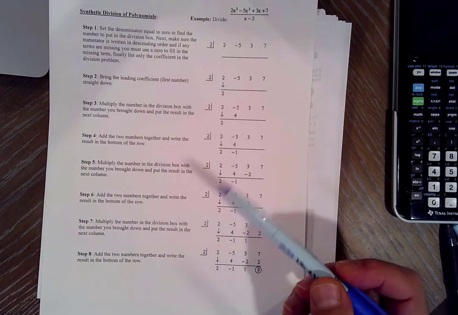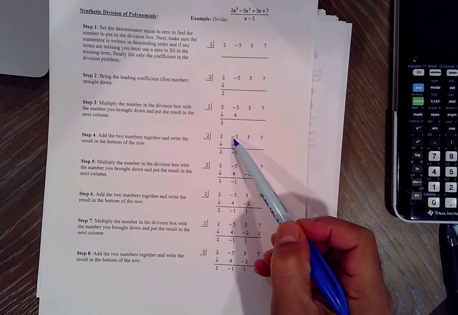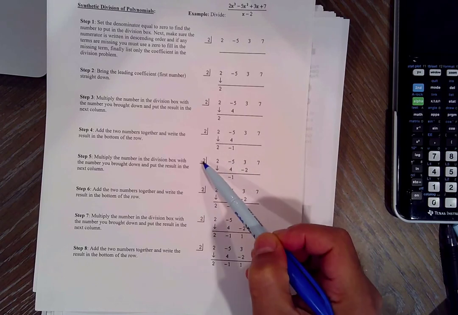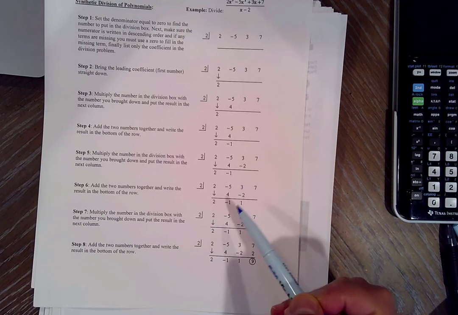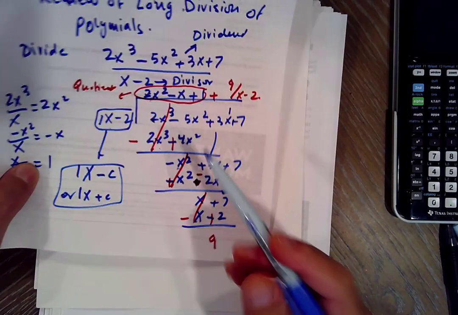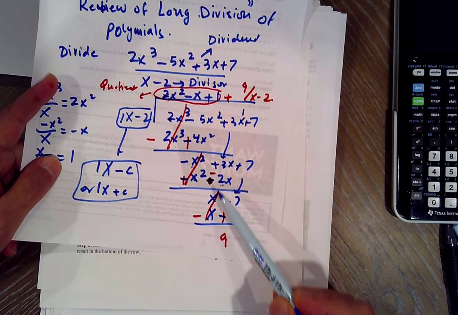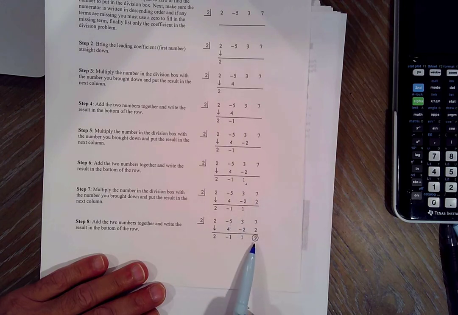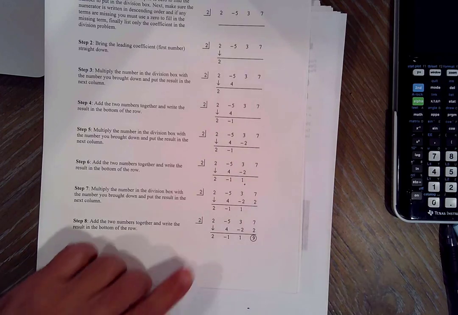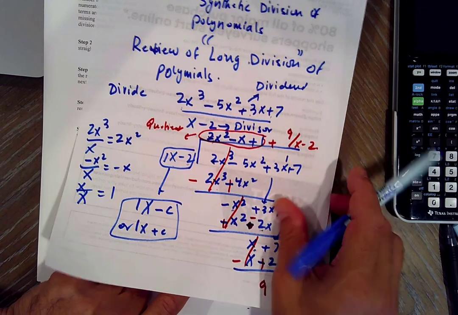Okay, and then we would repeat this. So you see how we did 2 times 2 is 4. We got negative 5 plus 4 is negative 1. Then we do 2 times negative 1 is negative 2. 3 plus negative 2 is 1. Right there. 1 is 1. And one more time. 2 times 1 is 2. 7 plus 2 is 9. And these are exactly the coefficients that we got for the quotient: 2, negative 5, 3, 7.